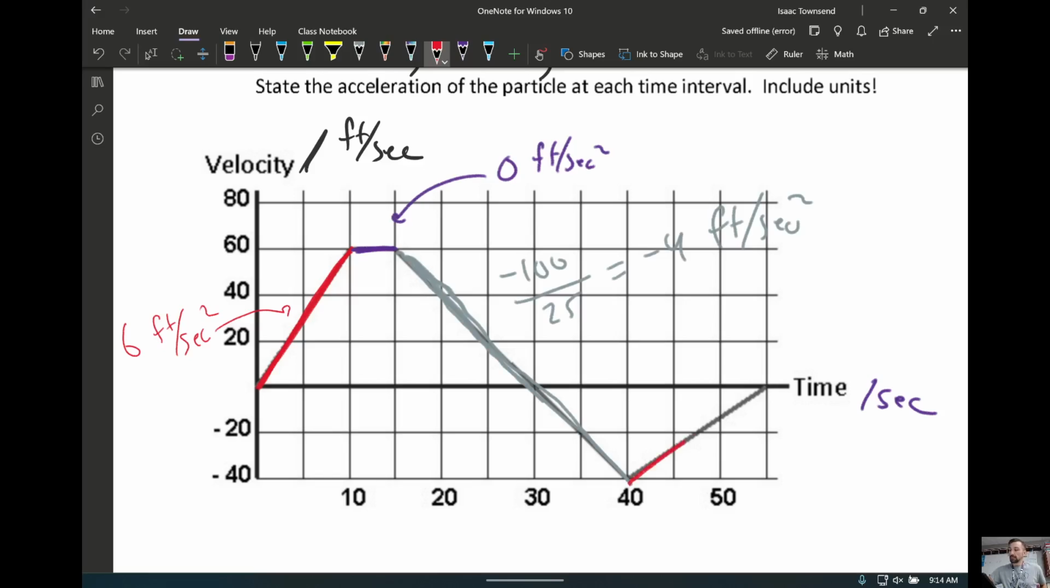And then finally, all of this time has the same slope, so it's going to have the same derivative, so it's going to have the same acceleration. It's going up 40 to go right 15. 2.5. I don't know. I have to do this one step at a time. I can divide both these by 5, so 8/3. Is that right?